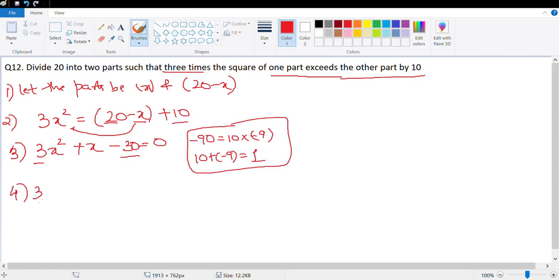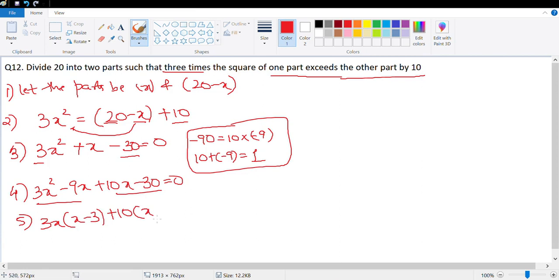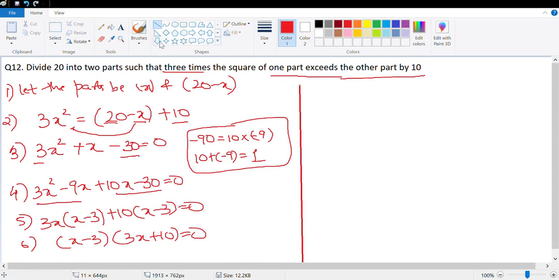So we have 3x squared minus 9x plus 10x minus 30 is equal to 0. Grouping it the way I've underlined, 3x times x minus 3 plus 10 times x minus 3 is equal to 0, which means x minus 3 times 3x plus 10 is equal to 0, which means x is equal to 3 or x is equal to negative 10 upon 3.